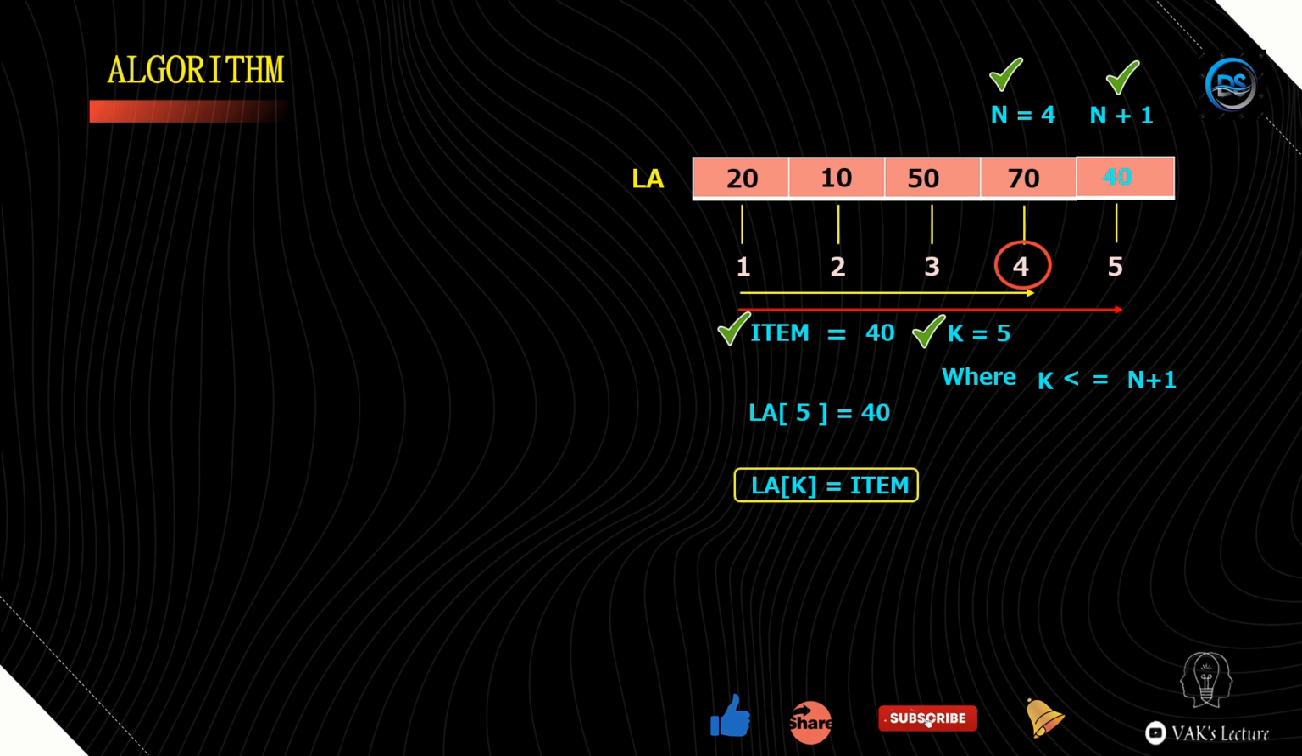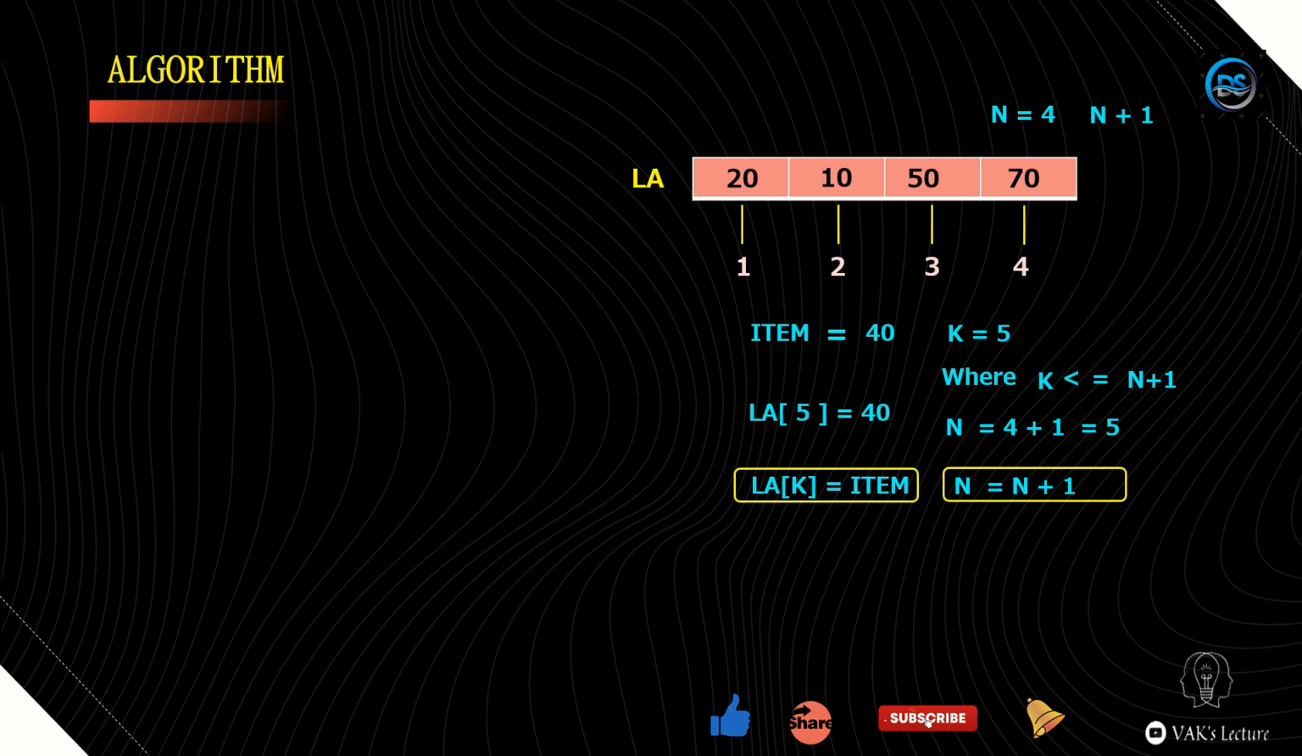So when a new element is inserted, this n value will be incremented by 1. That means n is equals to 4 plus 1 is equals to 5. Basing on this, we can write the generalized equation as n is equals to n plus 1. So exactly you should remember that whenever a new element is added, your array size will be reset and its value incremented by 1. This is the example for inserting an element at the end of the array. Now we will see the remaining.